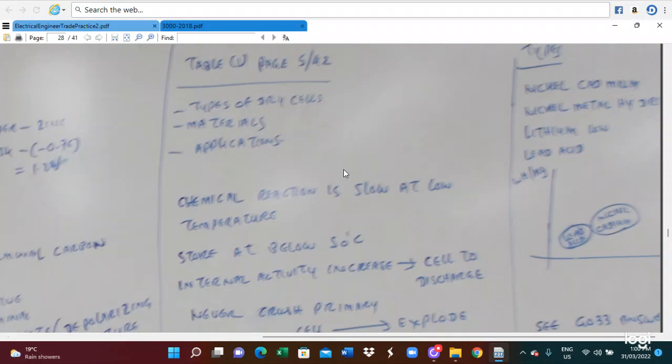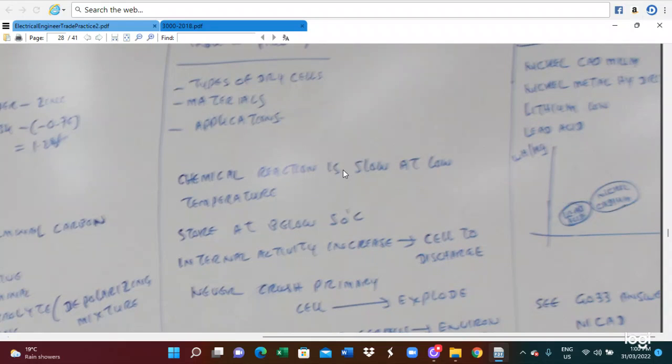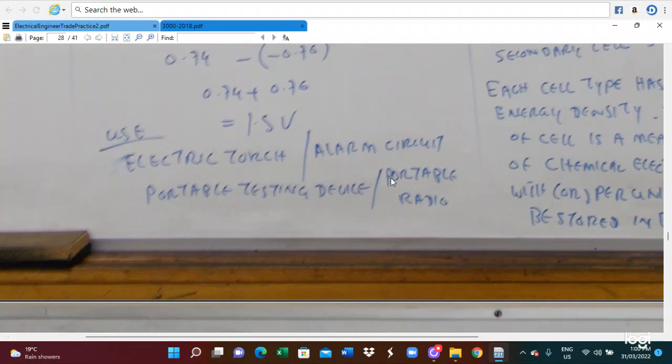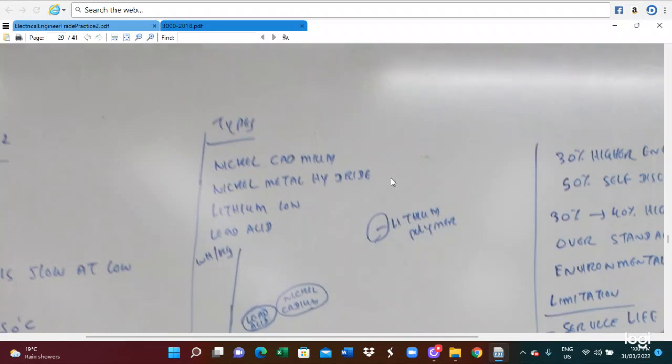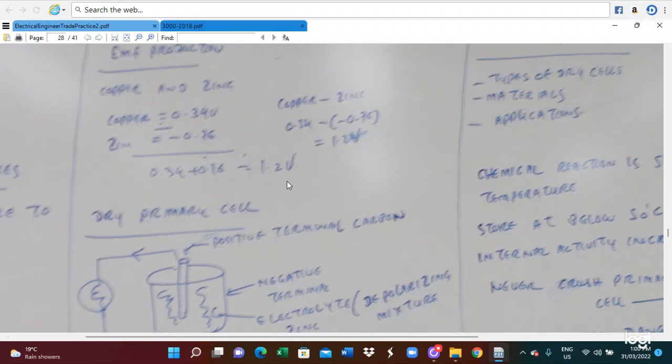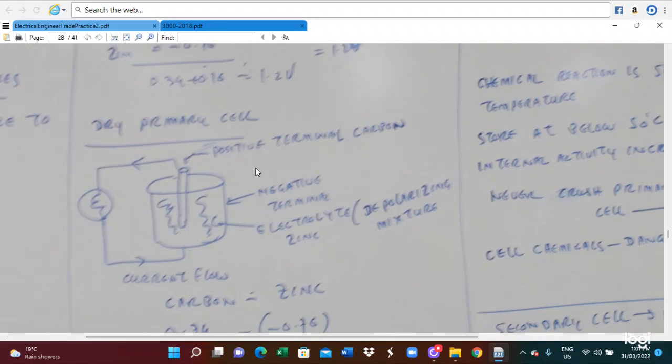Then we can also look at the type of dry cell. We use the dry cell, and this is the calculation of the potential. Copper and zinc are utilized. Copper is 0.3 volt, zinc is minus 0.76. Zinc minus 0.76, minus a minus gives a plus, so this is about 1 volt. This is the copper calculation.